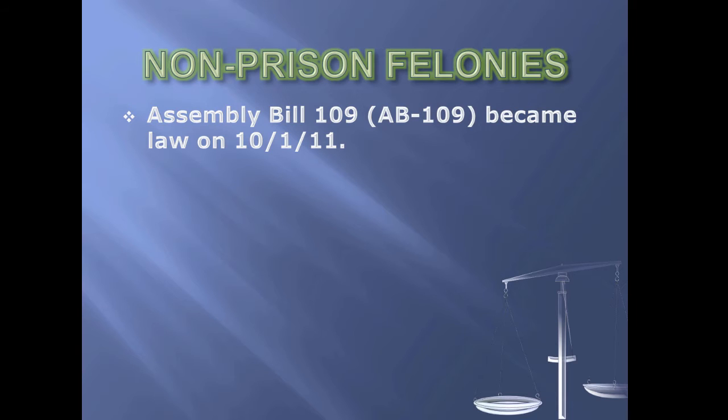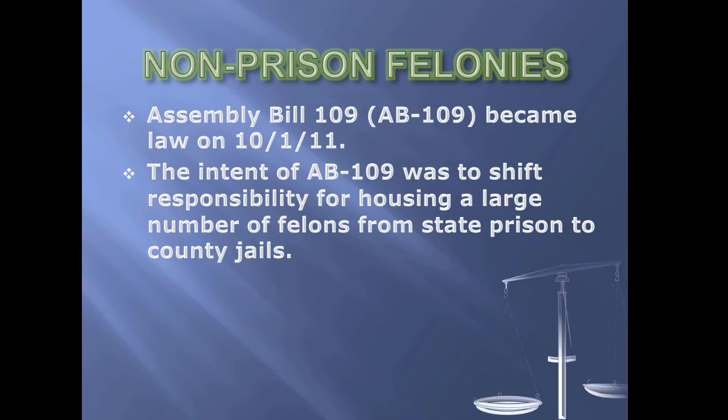So here's AB 109 I talked about. It was 2011. It became law. It's also called realignment. And the intent was to shift the responsibility for housing a large number of felons from the state to the county jails. And this all came about because of an accusation that the prisons were overcrowded and that there was insufficient health care being provided and too many prisoners per cell and so on.